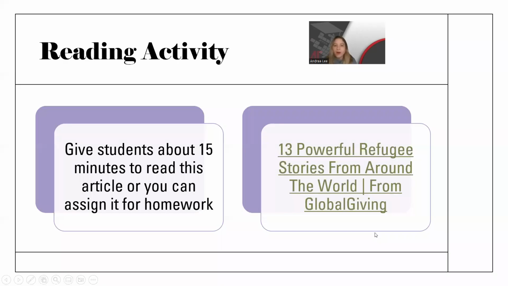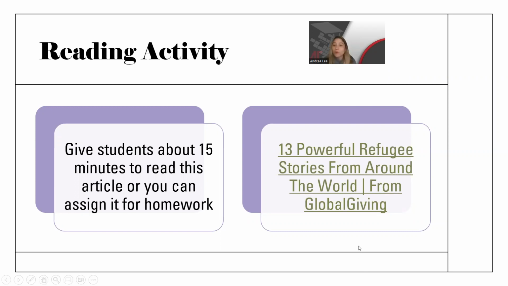All right, and then moving on, I would give the students a reading activity. I'd give them about 15 minutes to read this article, or if you want to save time, you could give this to them as a homework assignment. And the title of the article is 13 Powerful Refugee Stories from Around the World. So there are nice visuals on this article and just a paragraph or two for each person discussed in this article. So the vocabulary is not too difficult, and the students get to read about different people's experiences as refugees.